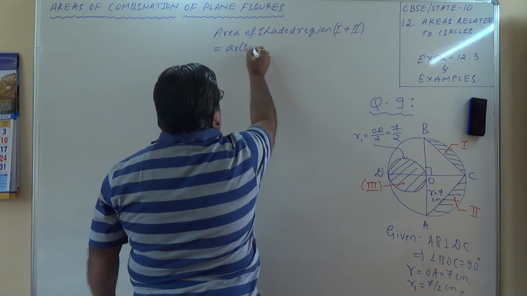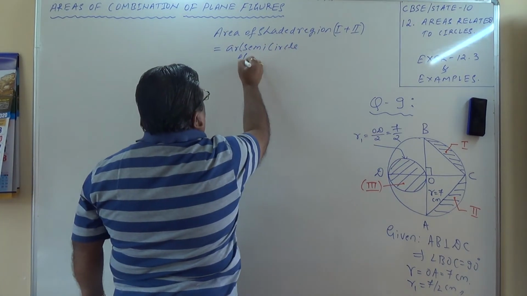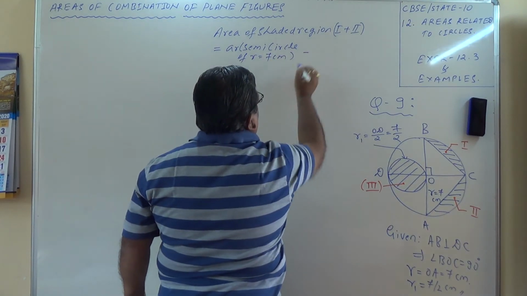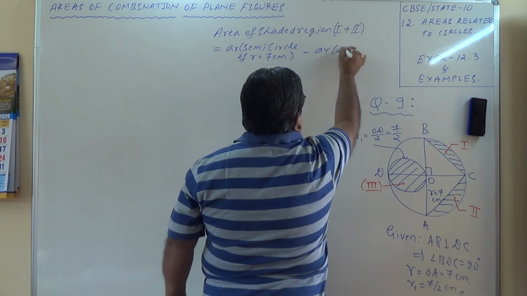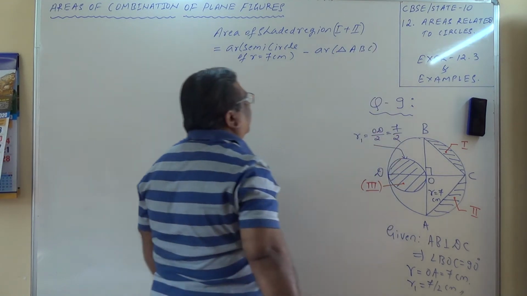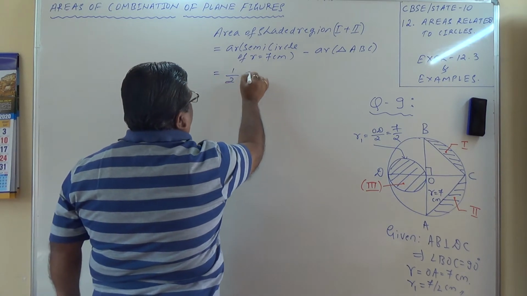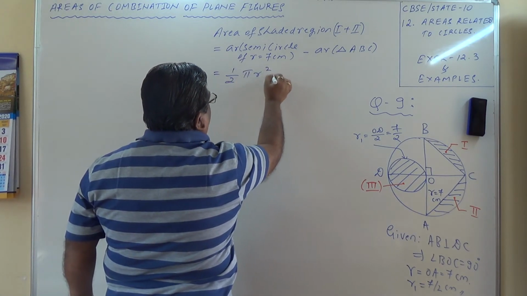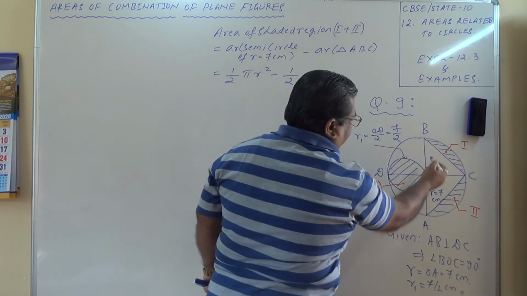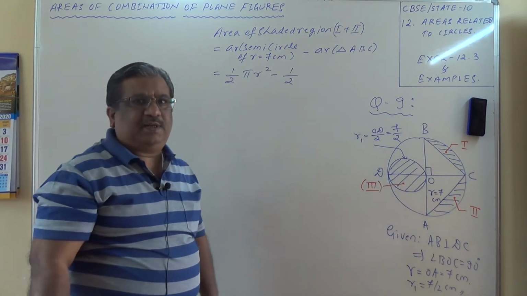So area of semicircle of R equals 7 centimeter minus area of triangle ABC, which is equal to: area of the semicircle is half pi R square, minus area of the triangle ABC, half into AB into OC. OC is an altitude, AB is a base here. I hope you are able to understand here.